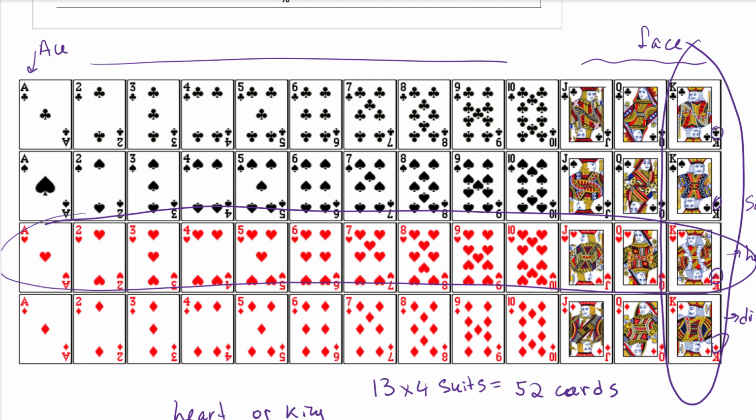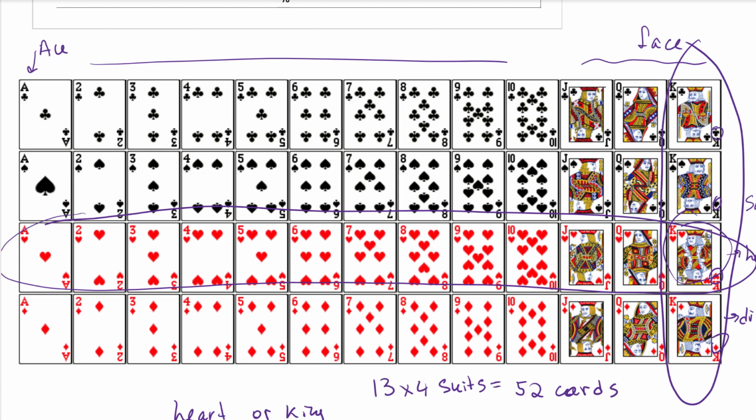So if you add all the successes, how many did you get? Well, you might say it's 13 hearts and 4 kings, which will give you 17. But that would be incorrect. Why? Because we're counting the king of hearts twice. We count it as part of the hearts, and we also count it as part of the kings. You're counting the same card twice.